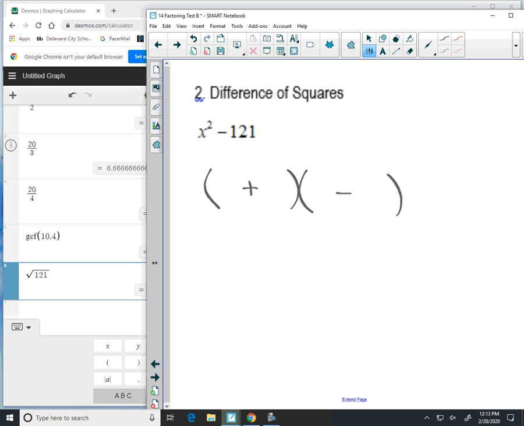So x squared is x times x. 121 is 11 times 11. Where you put the terms matters. So since the x squared is in front, you have to put the x's in front, and the 11s have to go behind the signs.